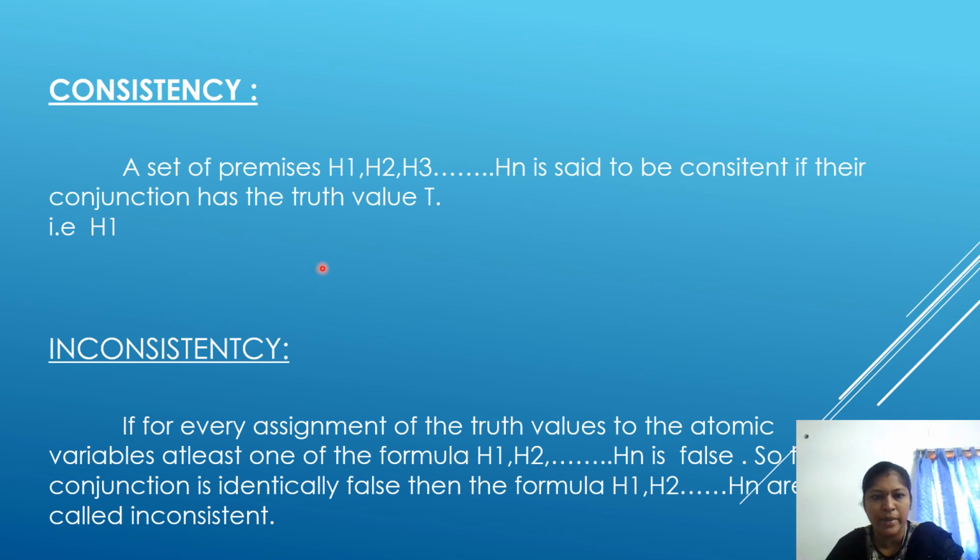Consistency: the set of premises h1, h2, h3 and so on, hn are said to be consistent if their conjunction has the truth value T. Inconsistency means for every assignment of the truth values, h1 and h2 and so on, hn is false, then it comes under the inconsistency.